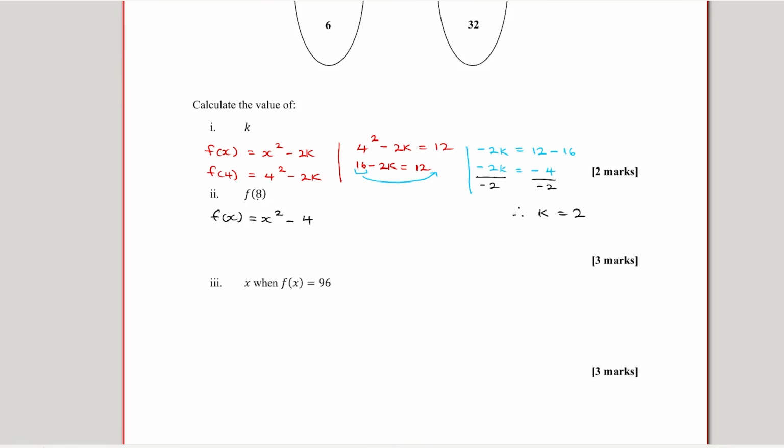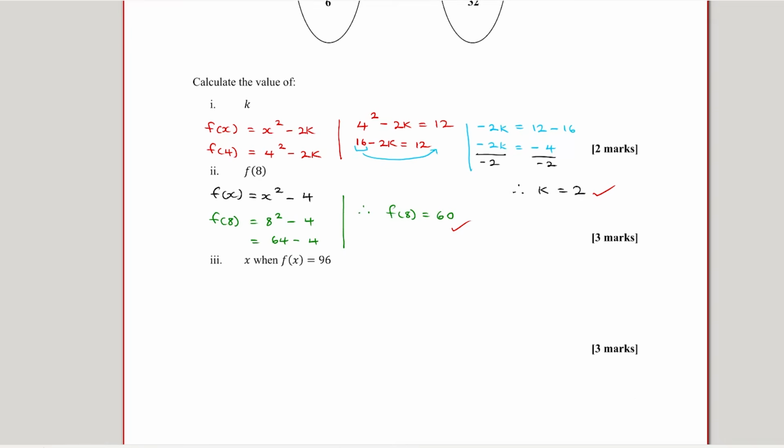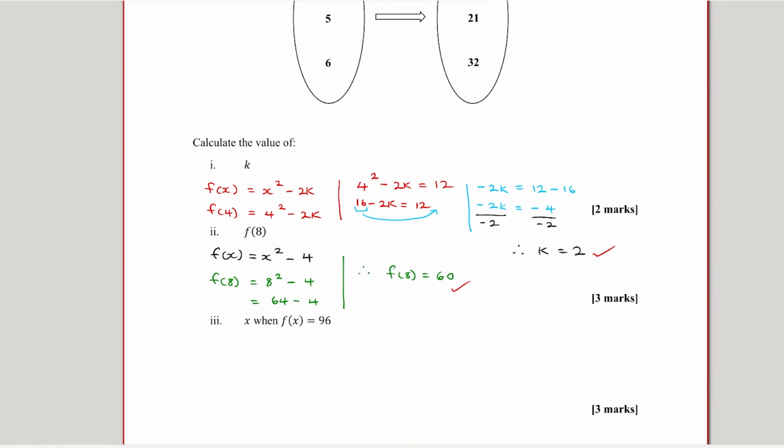So now they want us to find f of 8. So we can simply say f of 8 is equal to 8 squared minus 4. We all know that 8 squared is 64 minus 4. So therefore, f of 8 is equal to 60. And that's how you'd go about getting your 3 marks. So you get your 2 marks there, 3 marks there. And we're almost finished with question 1.